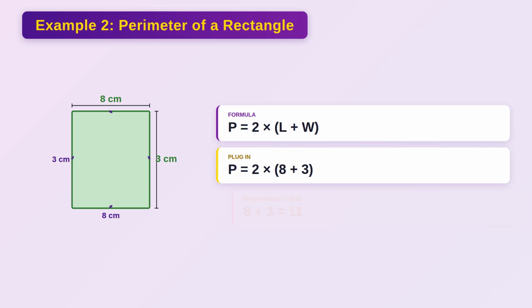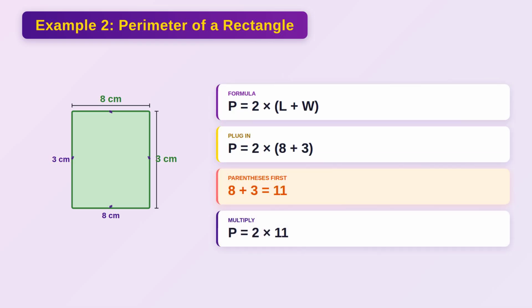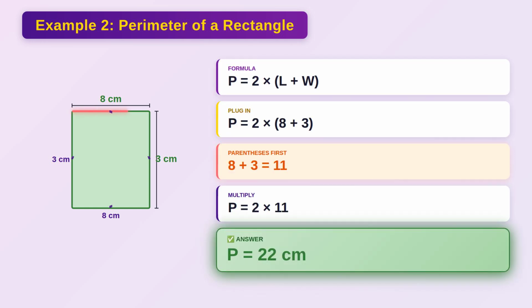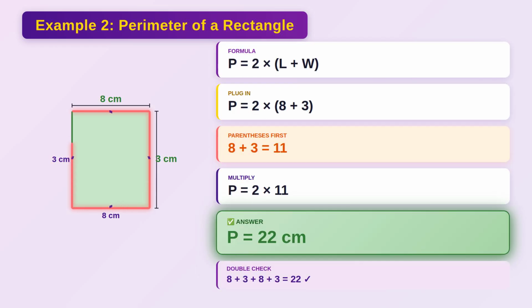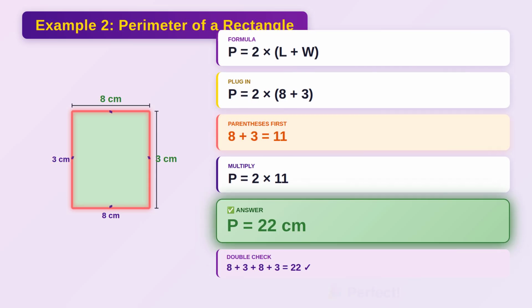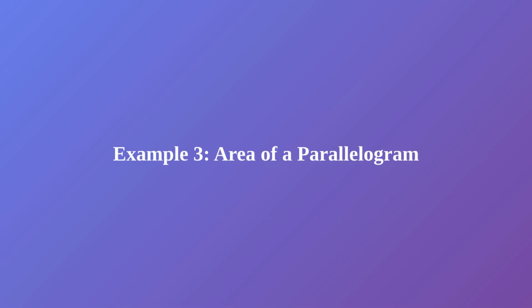Maya's next problem: find the perimeter of a rectangle with length 8 centimeters and width 3 centimeters. Perimeter means the total distance around the outside. For a rectangle, we use the formula P equals 2 times the quantity length plus width. Let's plug in our numbers. P equals 2 times the quantity 8 plus 3. Inside the parentheses first. 8 plus 3 equals 11. Now multiply. 2 times 11 equals 22. The perimeter is 22 centimeters. Maya writes it down, and she double checks. 8 plus 3 plus 8 plus 3 equals 22. Perfect.